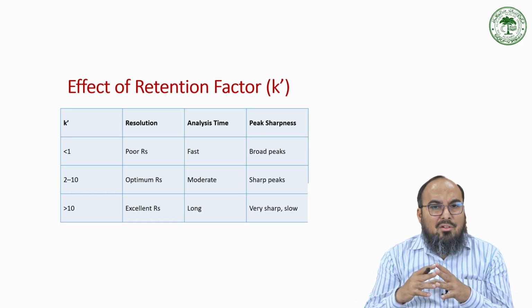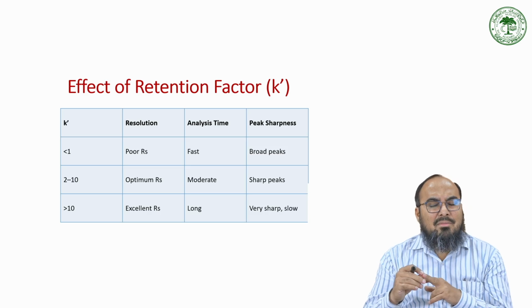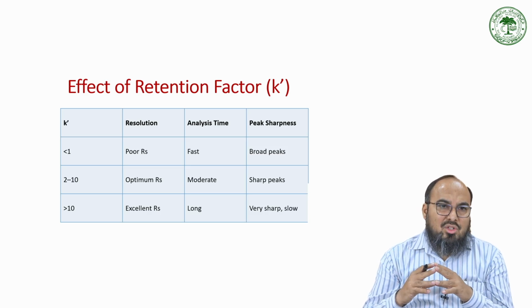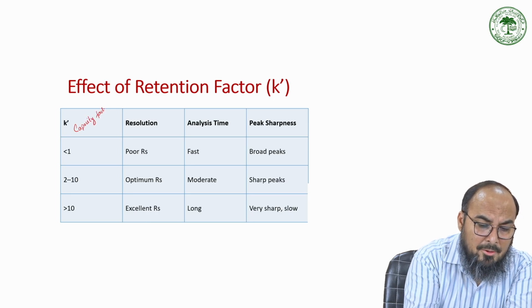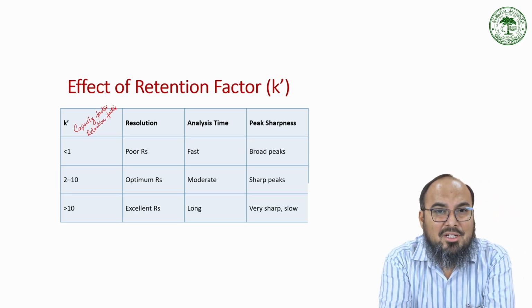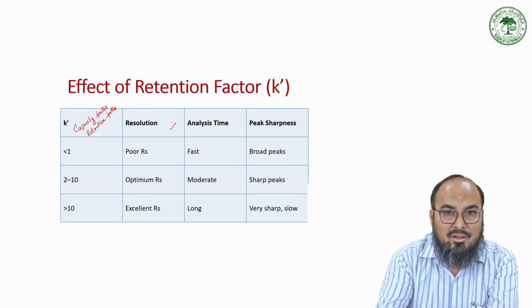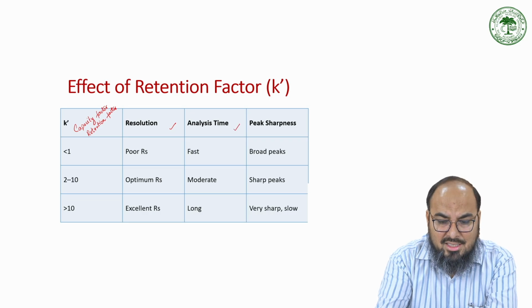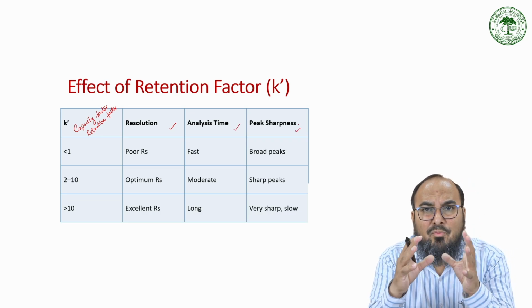So now we have a very good table where we have summarized our resolution, analysis time and the nature of the peak. You can see here it is the capacity factor, or you can say retention factor, whatever you want to say, both the terms are the same. It is the capacity factor: how does it affect the resolution, what is the effect on the analysis time, and how about the sharpness of the peak, that is, what type of peaks we are going to obtain.